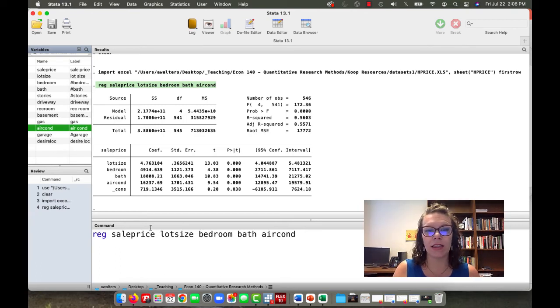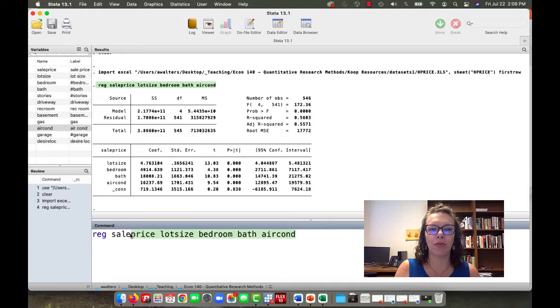So in this case, I'm just going to go ahead and make notes about this. Sale price is in dollars. Lot size is in square feet. Bedroom is the number of bedrooms. Bathroom is the number of bathrooms. And air conditioner is what's called a dummy or a binary variable, where it's 1 if there's an air conditioning system and 0 if there's not. And I need to know all of that in order to interpret my coefficients.